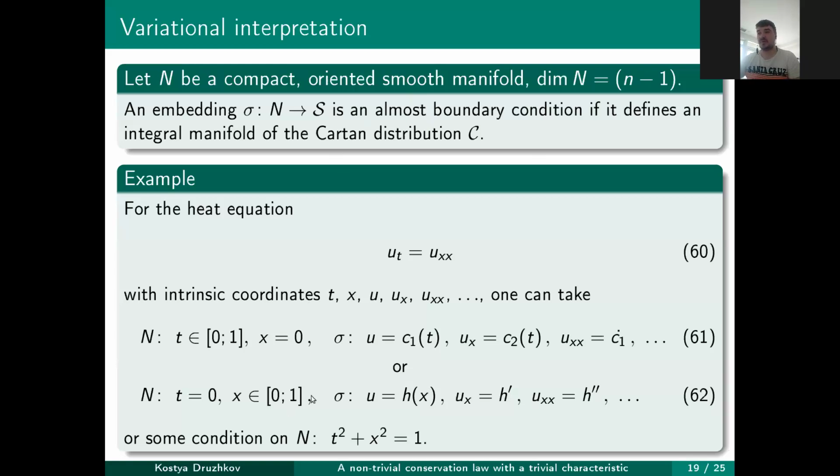An almost boundary condition. Or we can set some condition on the circle, t squared plus x squared equals 1 or something like that. Because in this case, for N, these examples have non-trivial boundaries, or we can consider something without boundary, like a circle or something like that. All of them are almost boundary conditions, but of course here we have to describe the almost boundary conditions somehow on this circle. It's not a problem, but I have no description here.